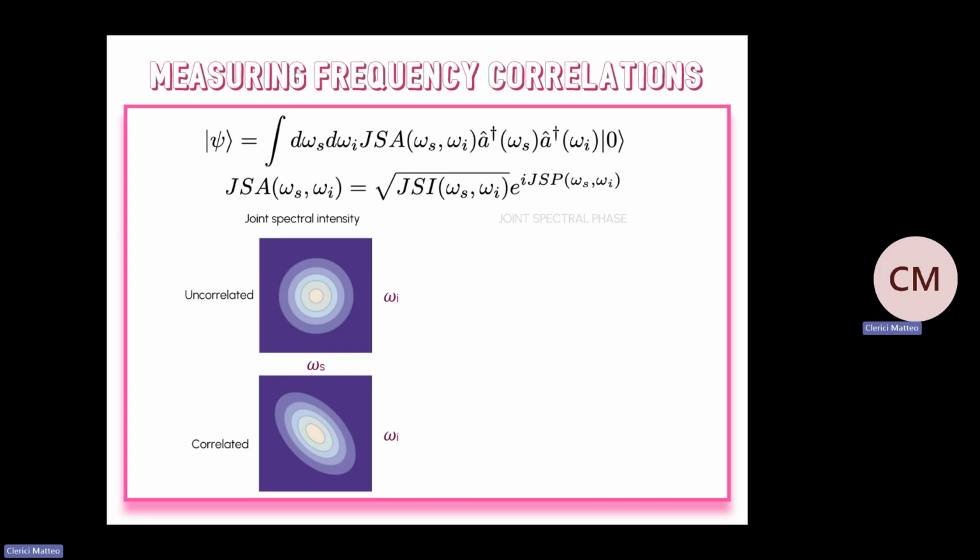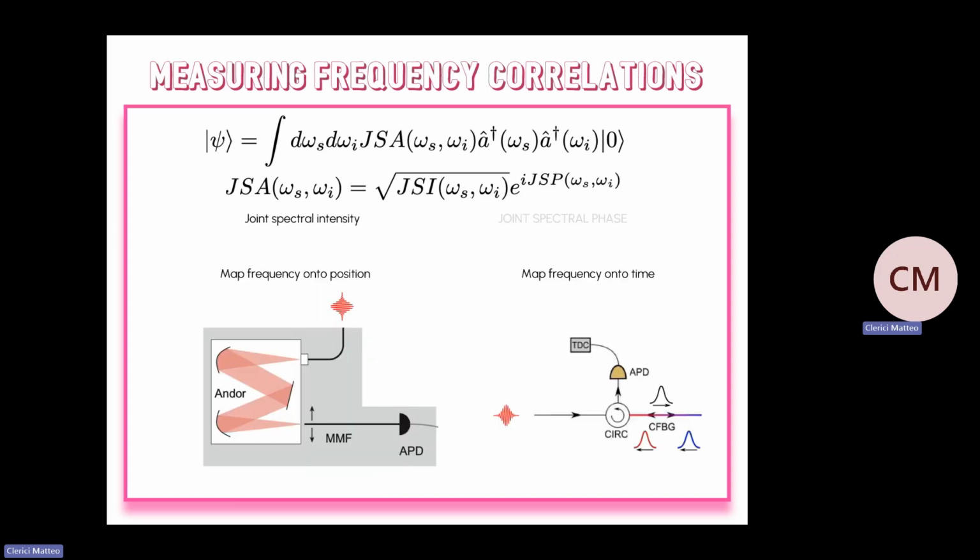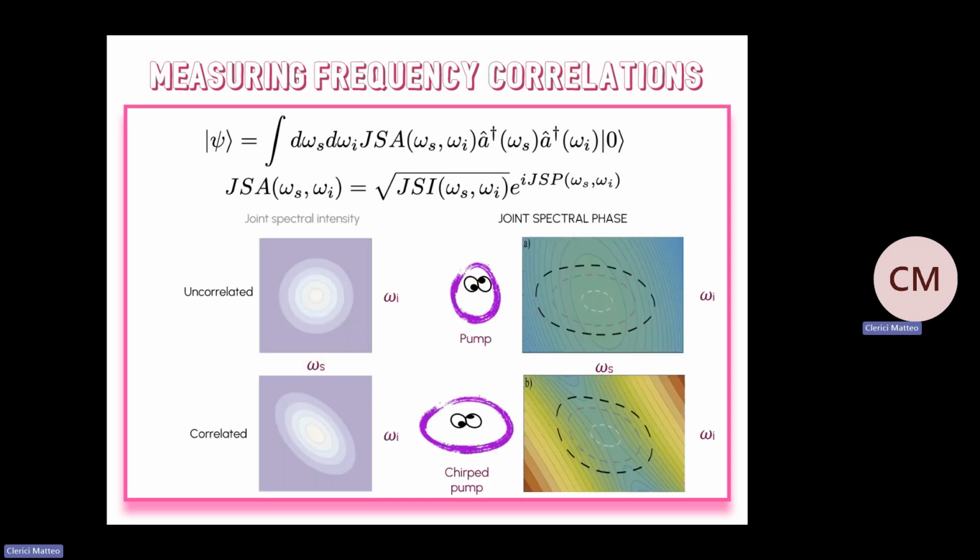And you can measure the joint spectral intensity, I would say easily, but with very long measurements, though routine. It's not easy, but it's done, simply by mapping the frequency either in position or time. So either you use a normal spectrometer where you have a diffraction grating, or you can have some very dispersive elements so that your frequencies arrive at different times on your detector, and so you can measure your JSI in this way. But then there is also the phase.